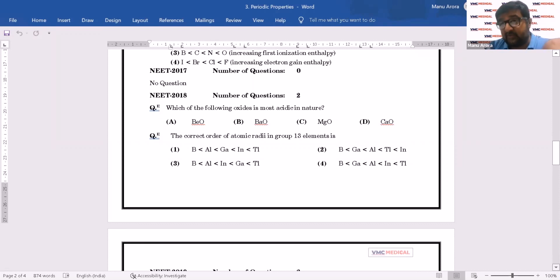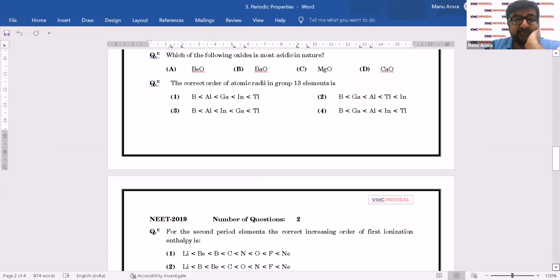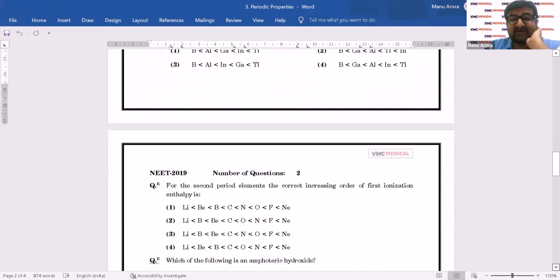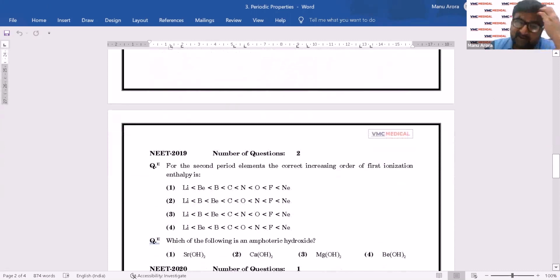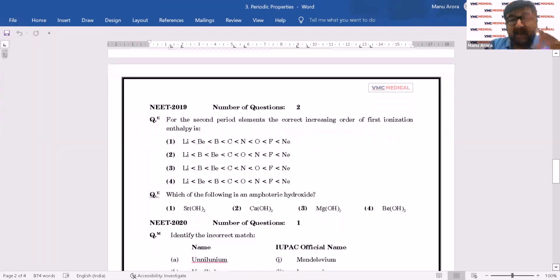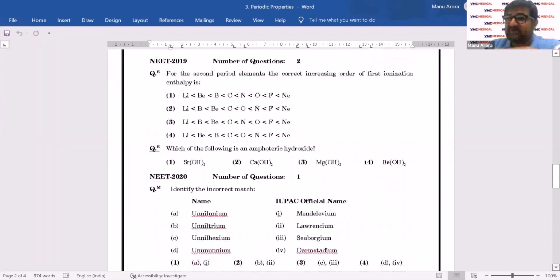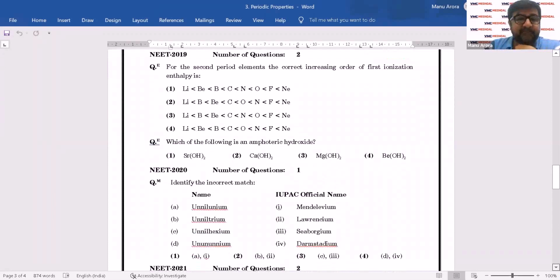It could be a part of S block, in this particular case. Atomic radius of group 13 elements could be a part of P block, but because it's atomic radius, we've kind of put it here. 2019, I see a question coming on detailed ionization enthalpy of second period elements. So ionization energy is now going to be one more area. And then amphoteric nature of hydroxide, which again is a little gray.